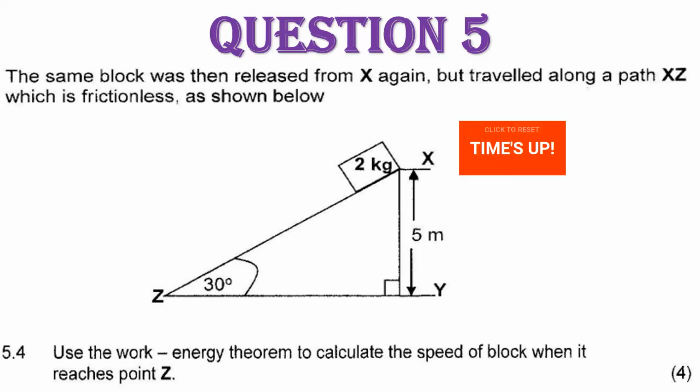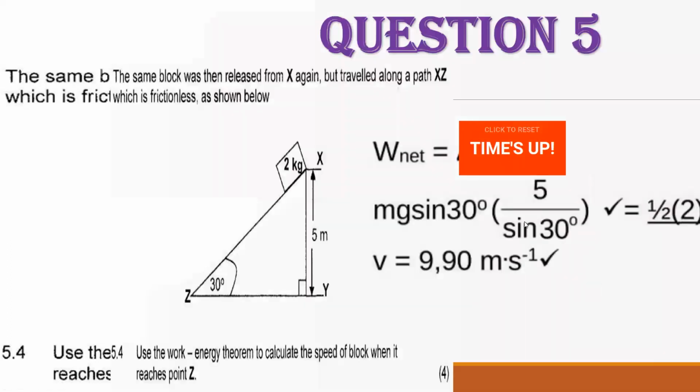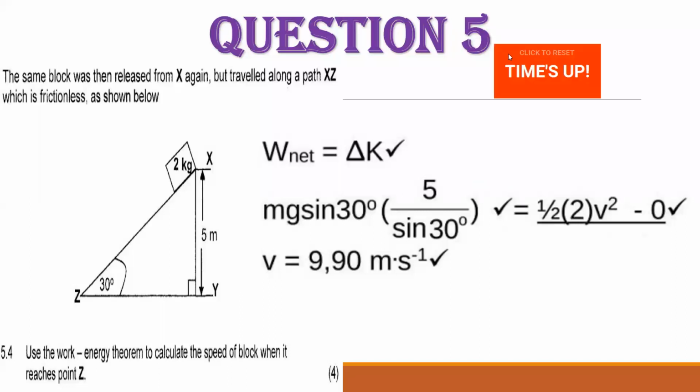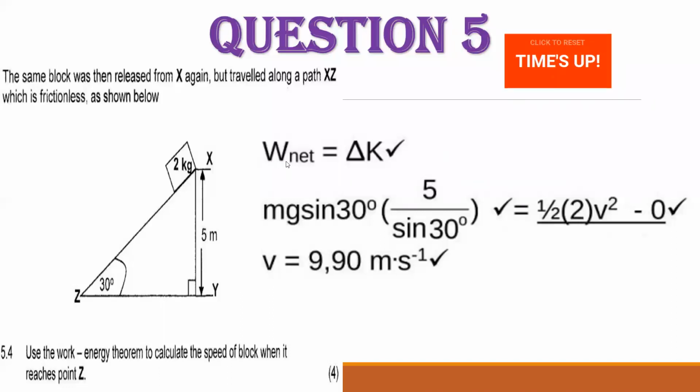So quick, 30 seconds over already. But if you need extra time for this question, you can stop the video and then carry on. Work energy theorem: work net equals delta K. So work net equals delta K.